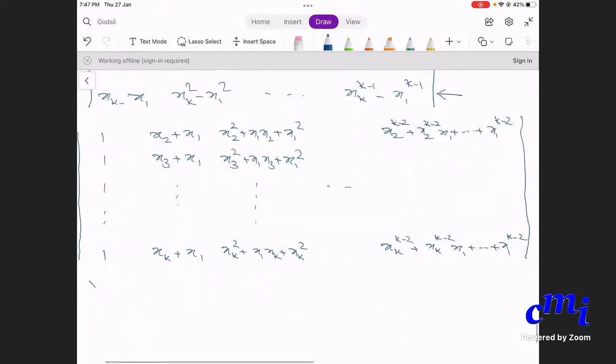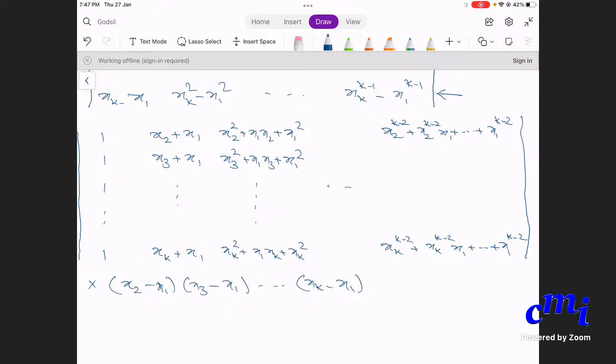Times whatever you have removed. What have you removed? You have removed one x2 minus x1, and then you removed an x3 minus x1 from the next row up to xk minus x1 from the last row. Okay, so this still doesn't look like a smaller Vandermonde for us to be able to apply induction, but we can do it.